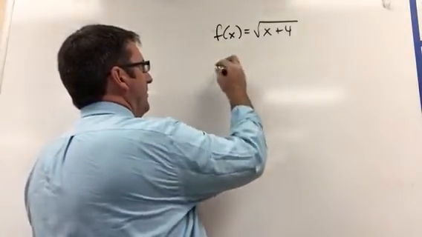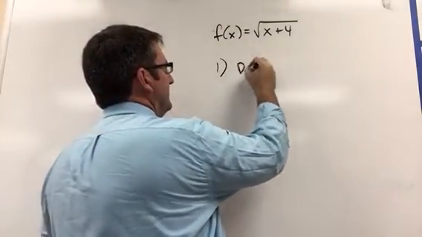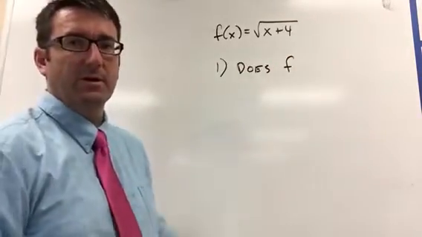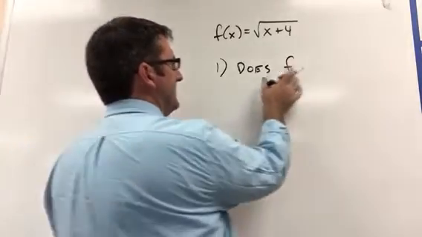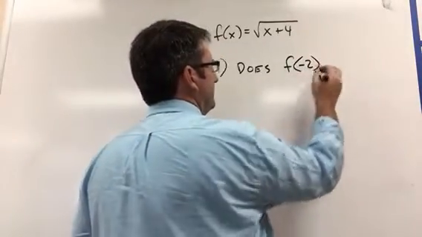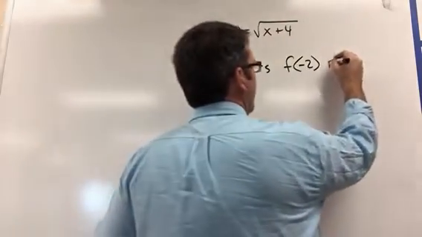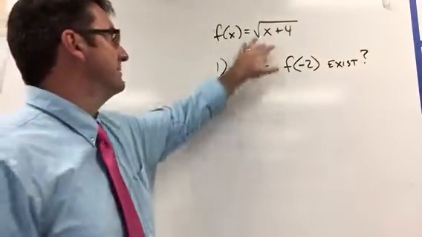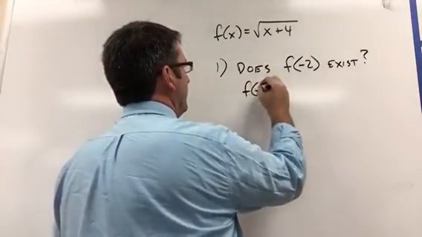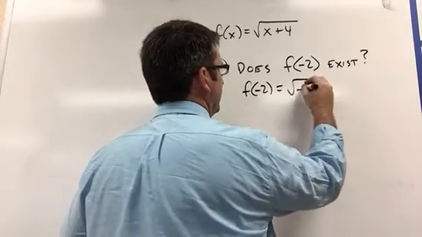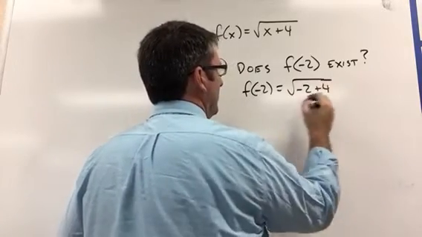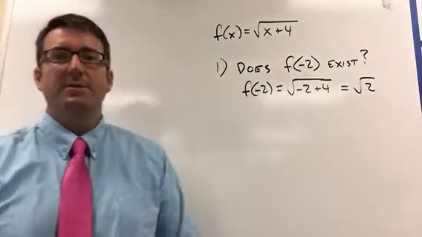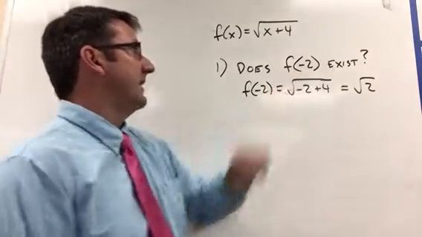Part 1 is, does f of c, the number that we're looking to test, in this case that's -2, so does f of -2 exist? So let's check it out. Let's plug that in. F of -2 is going to be equal to the square root of -2 plus 4, which is equal to the square root of 2. And that is a real number. So yes, f of -2 exists.